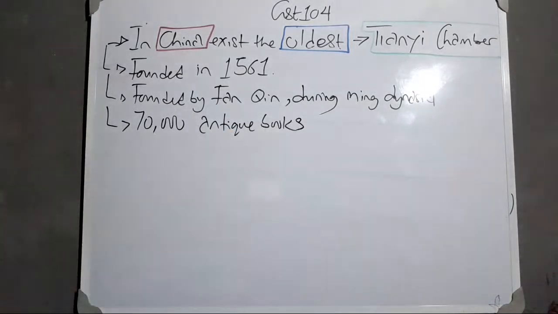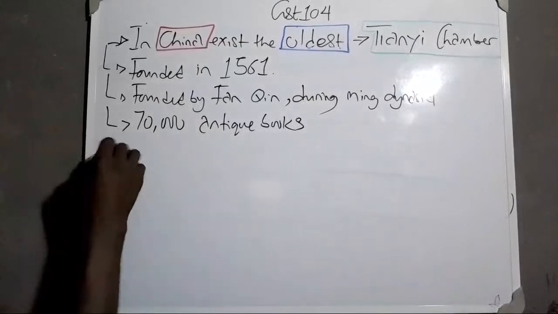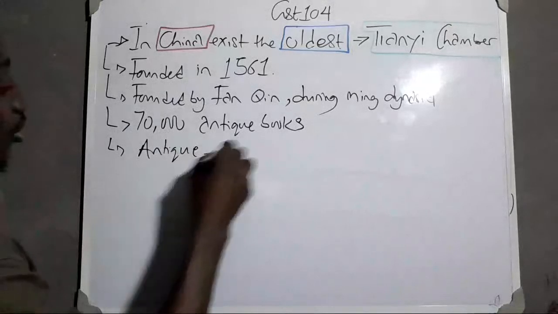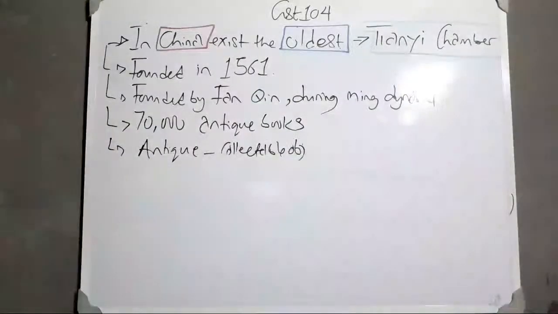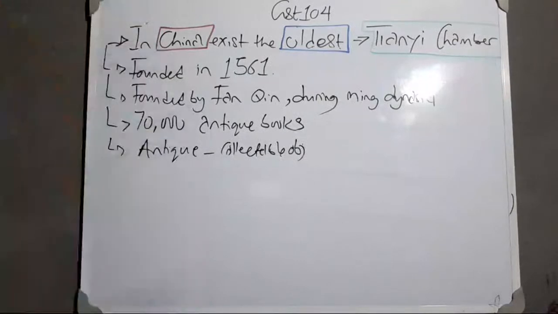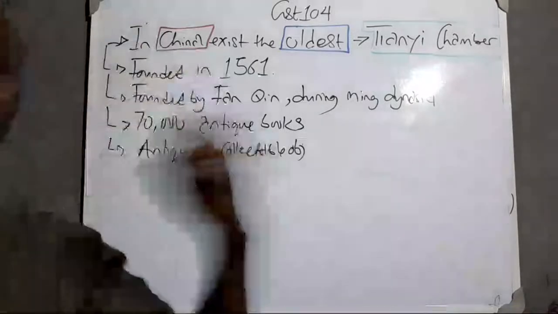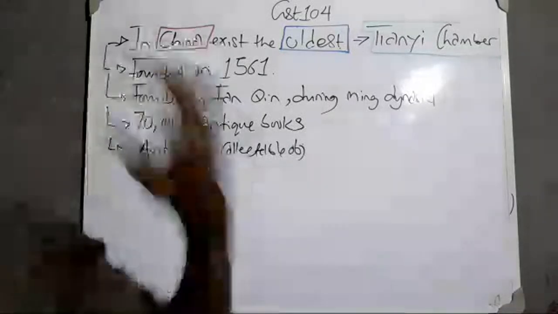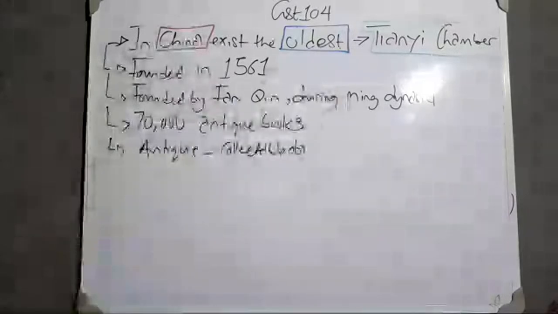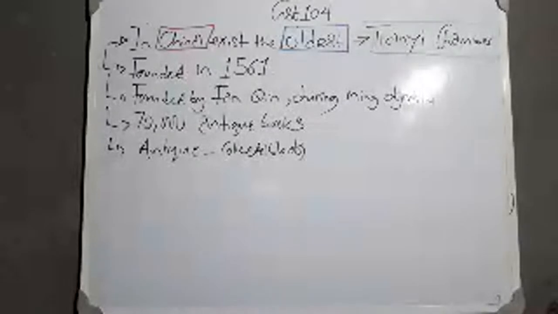When we talk about antiques, we are only referring to a collectible object, such as a work of art of high value because of its age and quality. Antique books have high value because of their age and quality. So 70,000 of them were in the Tianyi Chamber Library. Okay, now let's proceed.